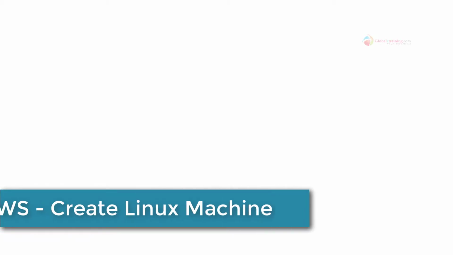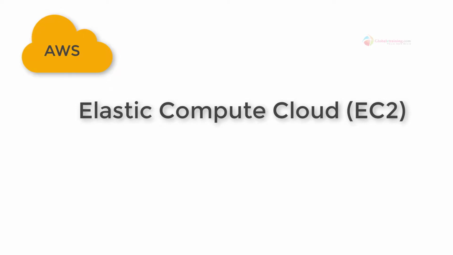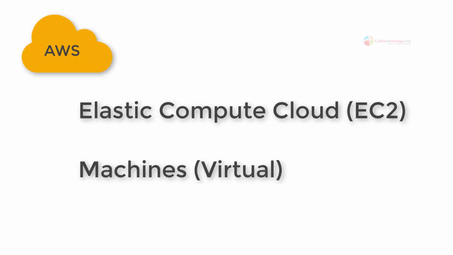Hello everyone, welcome back. In this video, we will create a Linux virtual machine in AWS. So let us jump in. The AWS service that allows users to create virtual machines is called Elastic Compute Cloud, EC2. So that's the service we are going to use after we sign into our AWS account or AWS console.